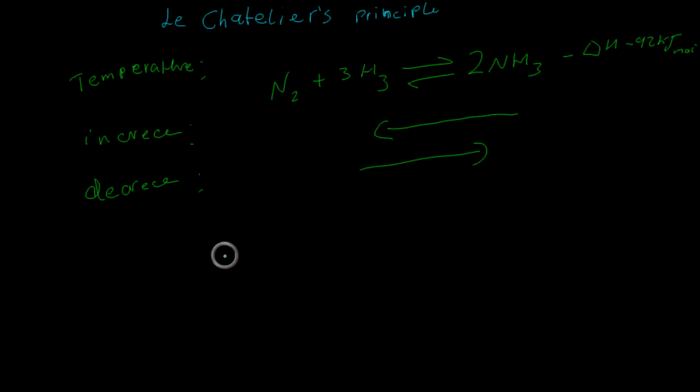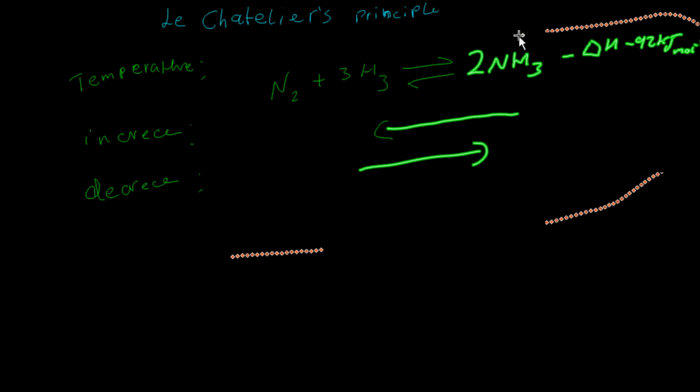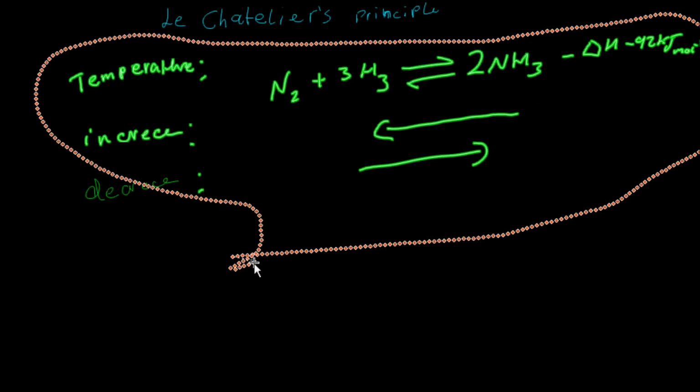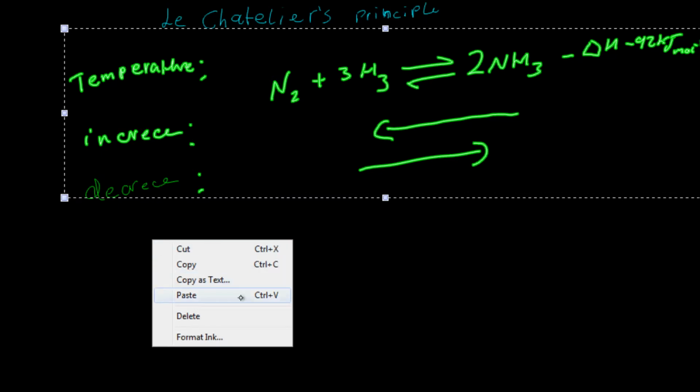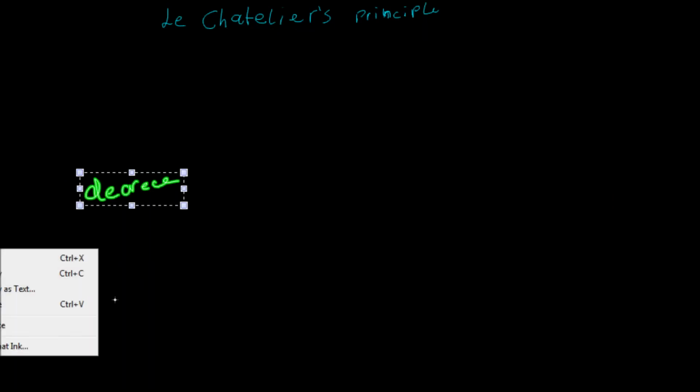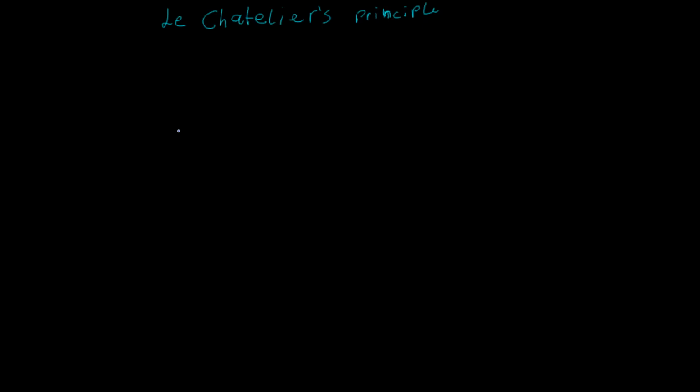Now let's take a different example for concentration. So, changing concentration. Let's give an example here of the creation of methanol. Again, we'll go back to our first example. So carbon monoxide plus 2 molecular hydrogens goes to methanol.